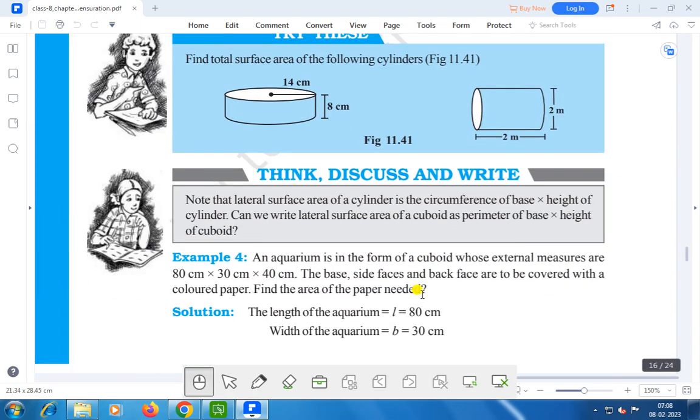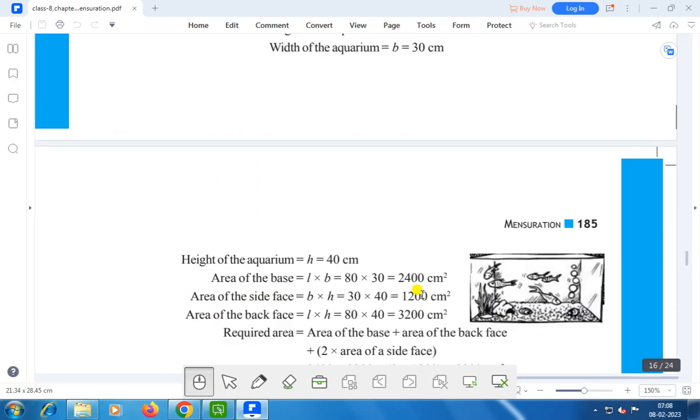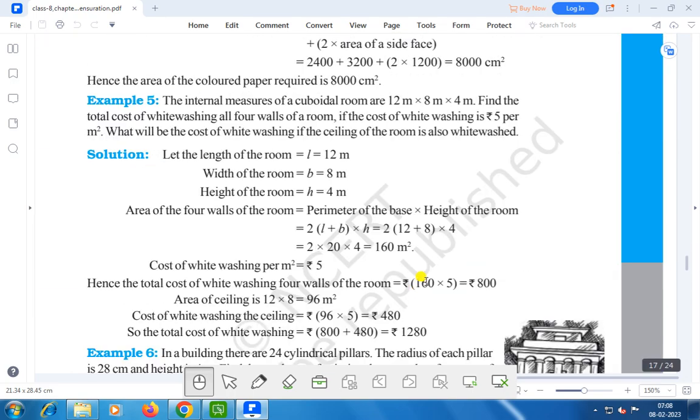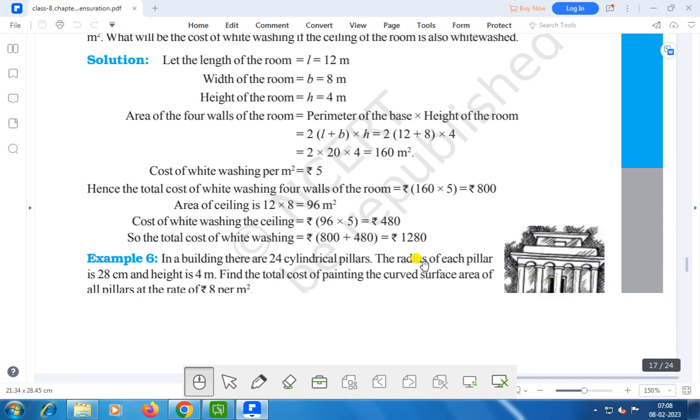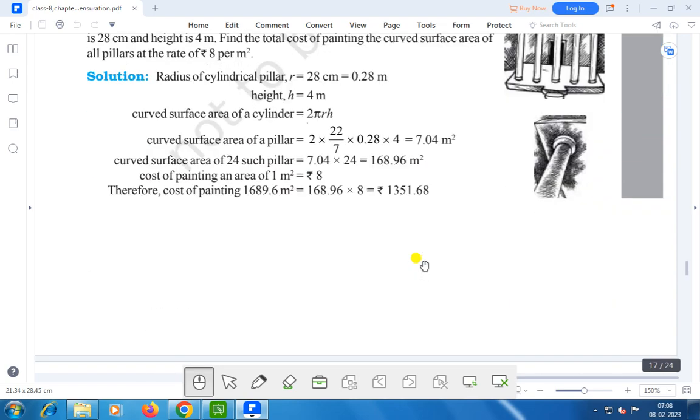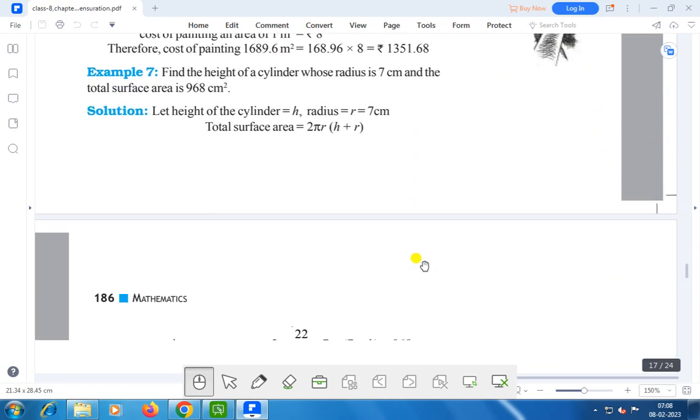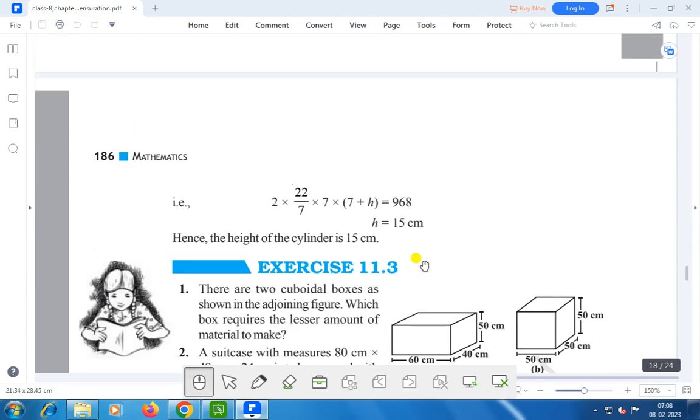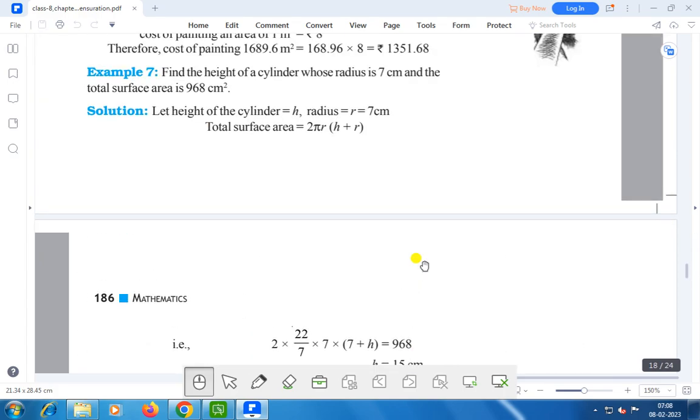These are the different formulas we got: surface area of a cuboid, surface area of a cube, and surface area of a cylinder. In the next exercise, we will do the problems.